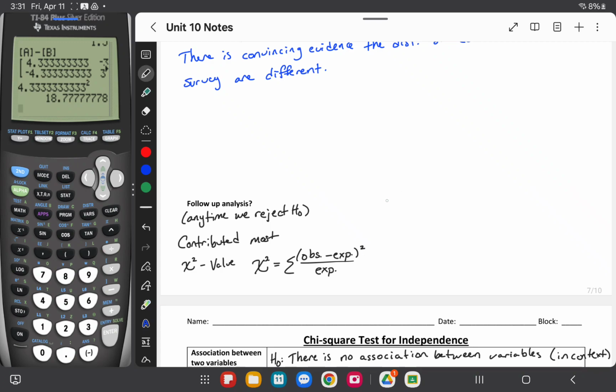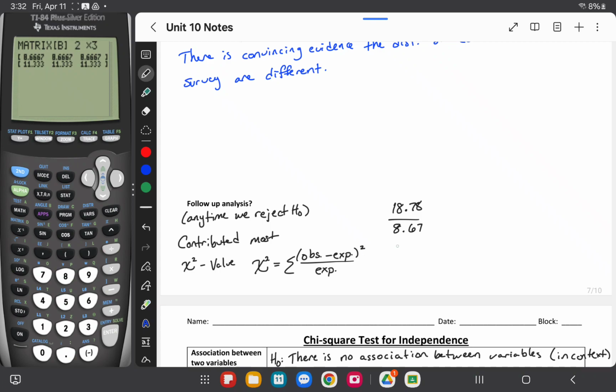So I need to take 18.7. I'm just going to go to 2 decimal places, by the way. So 18.78 divided by my expected counts for that first cell. Remember, those are in matrix B. So in matrix B, I've got 8.67 as my expected counts.